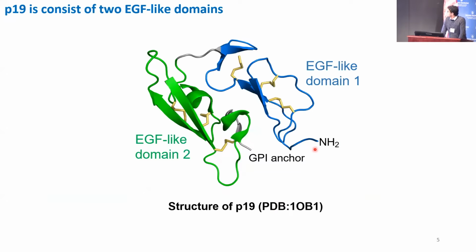So let's take a look at the structure of P19. It consists of 2 EGF-like domains colored in blue and green. Disulfide bridges are colored as yellow sticks, which are important for maintaining the integrity of these 2 motifs.